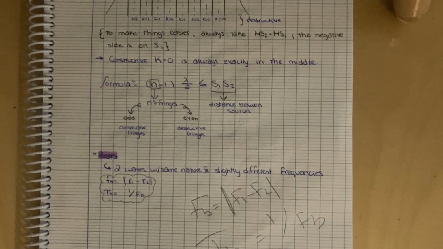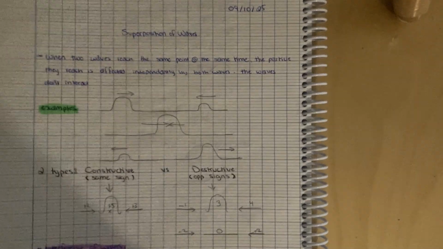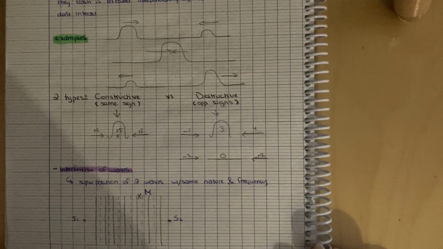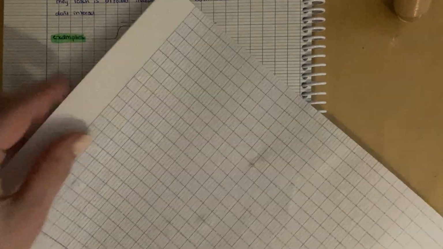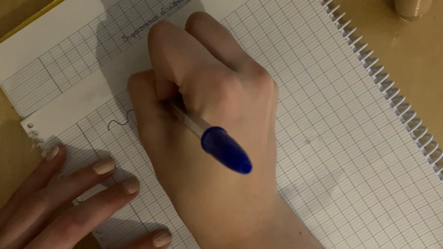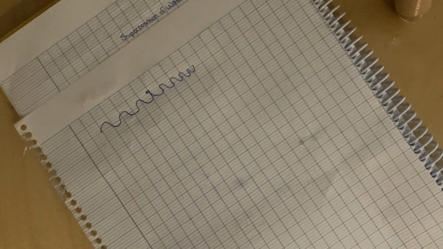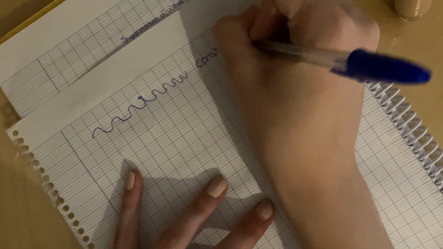Now, if two waves of the same nature have the same frequency, then we call it interference. There are two different types of interference: constructive and destructive. Constructive is when both of the waves have the same sign, so the amplitudes have the same sign. Let's say wave 1 is at a positive amplitude right here, and wave 2 meets it also at a positive amplitude. Because they're both at positive amplitude, we call this constructive.